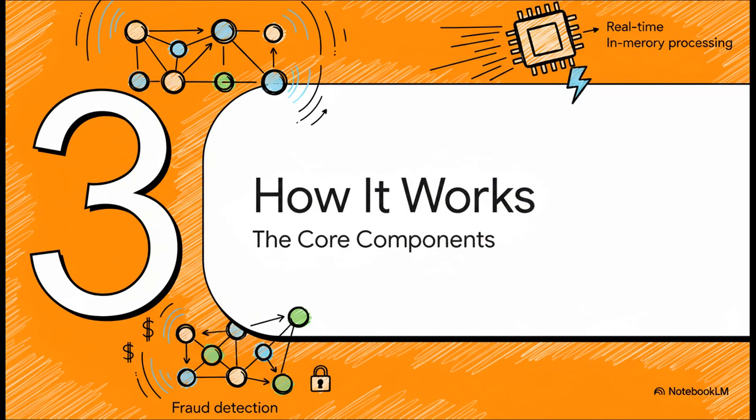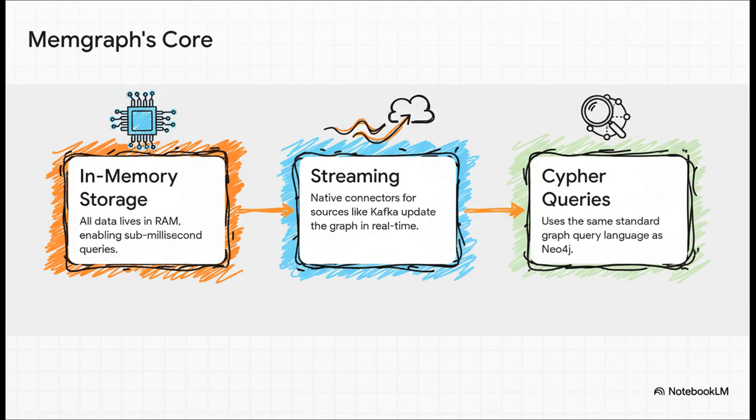Okay, so we know it's fast because it's in memory. But what does the architecture actually look like under the hood? Let's peel back the layers a little bit and look at the core components that make all this speed possible. It really all comes down to three key pillars. First, as we've said, is the in-memory storage. That's the engine of its speed.